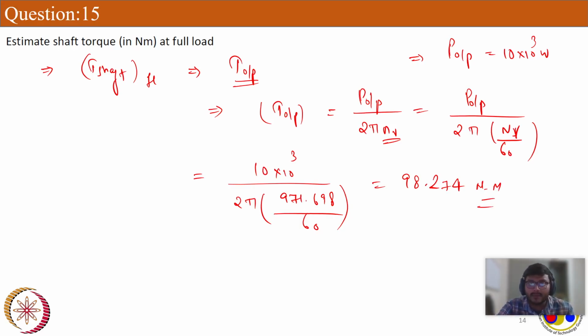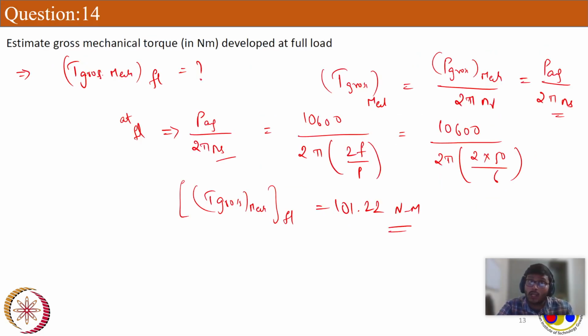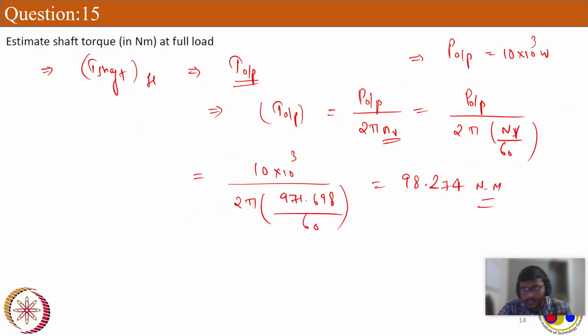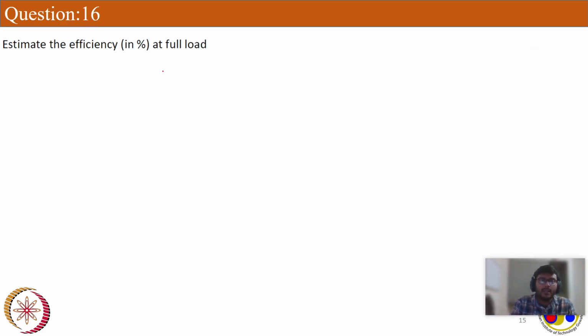Okay, if you observe this, gross mechanical torque, its total opposing torque is 101 Newton meter, but available is a bit less than that. So you are losing some torque to the rotation towards friction and bearing and also windage torques. All these combined torques you are losing, and within this 101 Newton meter, only 98.274 is the useful torque.